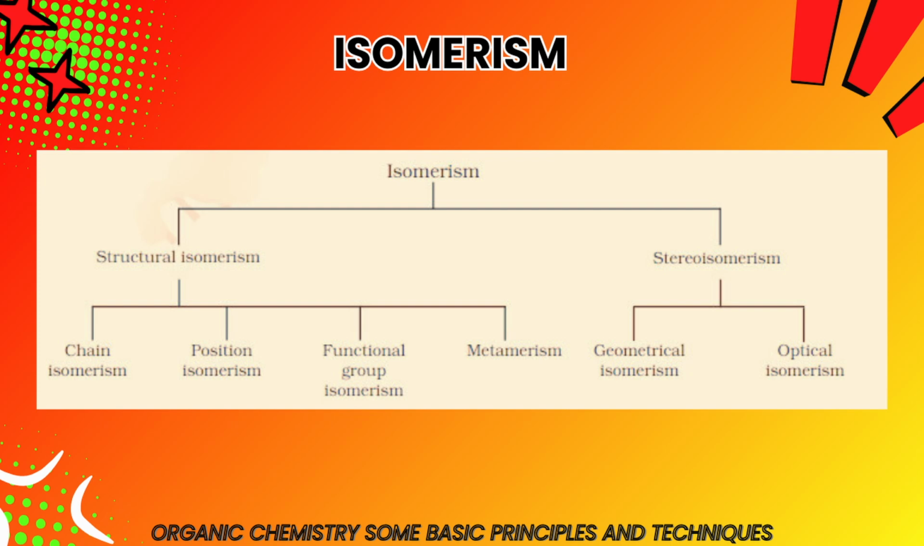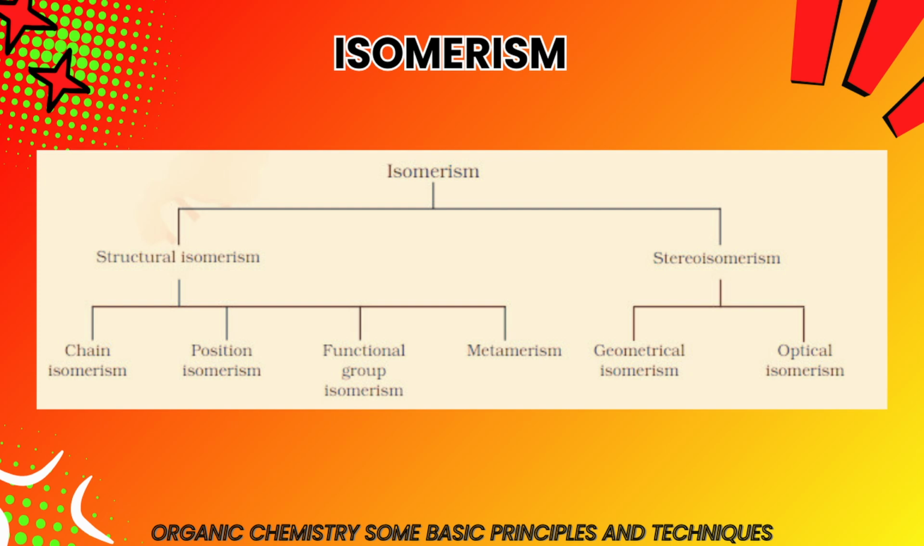Functional group isomerism arises when isomers have different functional groups. For instance, the molecular formula C3H6O can represent an aldehyde like propanal or a ketone like propanone. In metamerism, compounds differ due to variation in the alkyl chain on either side of a functional group. For example, C4H10O can form methoxypropane or ethoxyethane.